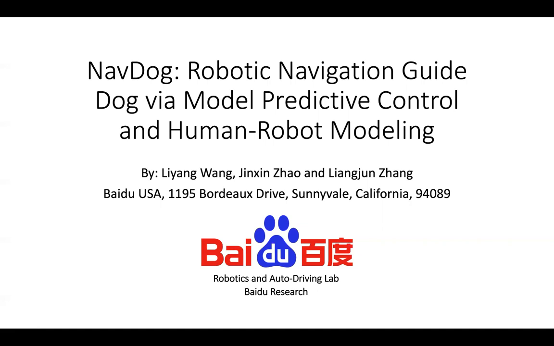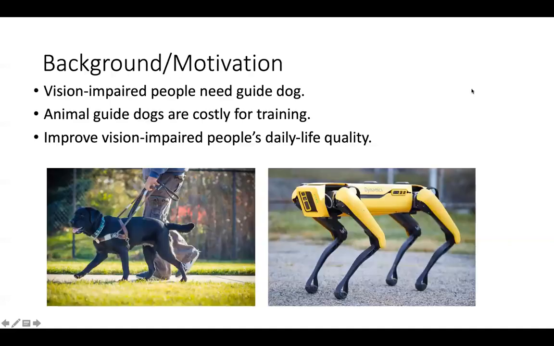So today, the topic I'd like to share with you is NavDog, Robotic Navigation Guide Dog by Model Predictive Control and Human Robot Modeling. So first, let me introduce the background and motivation. For vision impaired people, they need a guide dog for their daily life. However, training an animal guide dog is very costly and difficult. To improve the vision impaired people's daily life quality, we developed this project to try to get some research result.